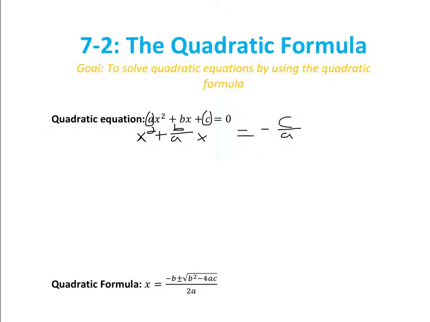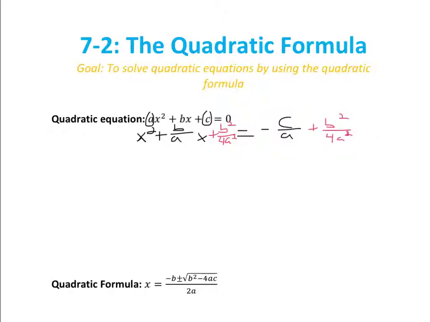Alright, now I need to complete the square by cutting this number in half, right? And if I cut this number in half, all I'm going to do is multiply by 1/2. So it's going to be b over 2a. This b over a cut in half is b over 2a. And then I need to square that. So what I'm adding to both sides is plus b squared over 4a squared, because b over 2a squared is b squared over 4a squared. I'm going to add this to the right side.